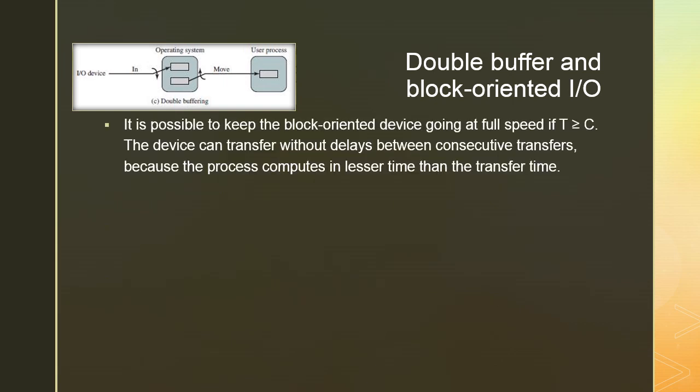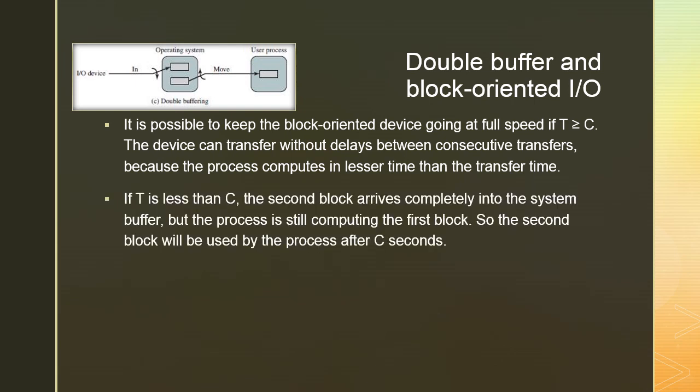It is possible to keep the block-oriented device going at full speed if T is greater than or equal to C. The device can transfer without delays between consecutive transfers because the process computes in lesser time than the transfer time.